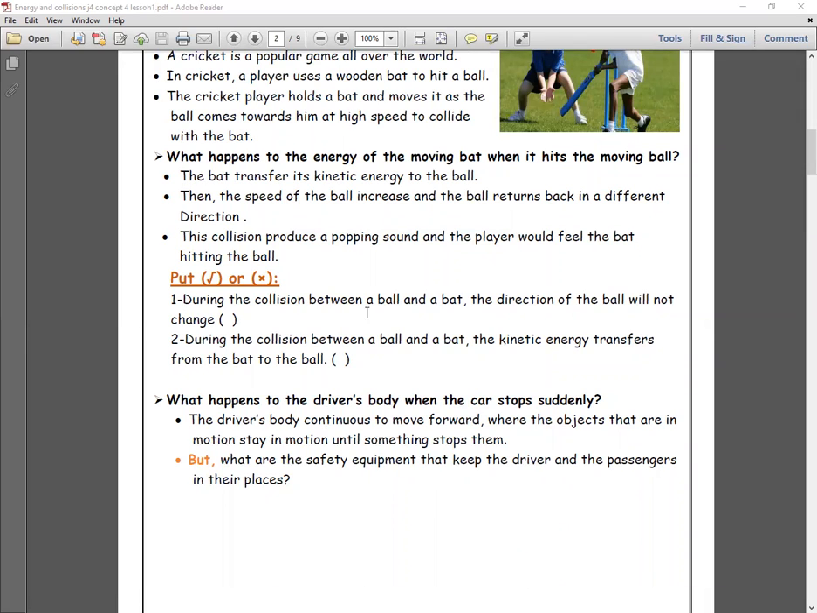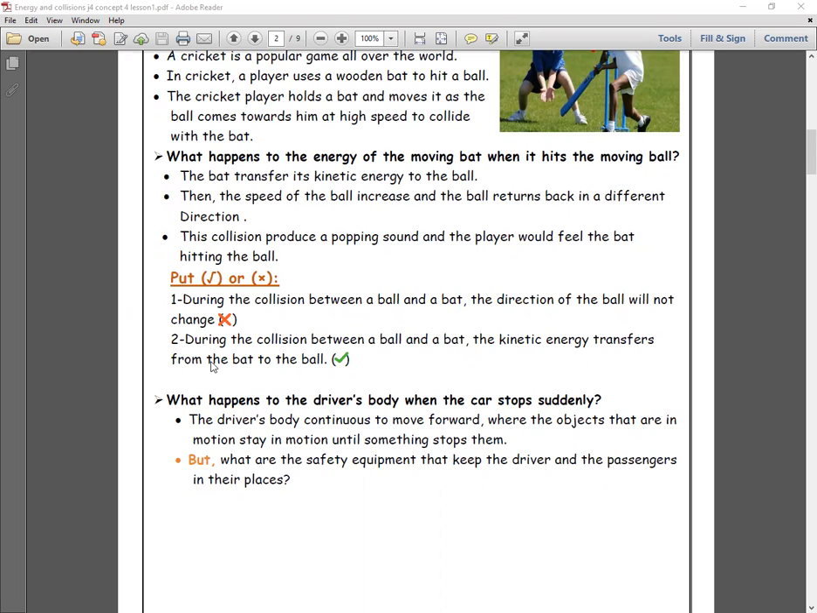During the collision between a ball and a pad, the direction of the ball will not change. We said no, it will be changed in the opposite direction because it will return back. During the collision between a ball and a pad, the kinetic energy transfers from the pad to the ball. It will be correct, because we said that some of the kinetic energy will transfer from the pad to the ball, okay?